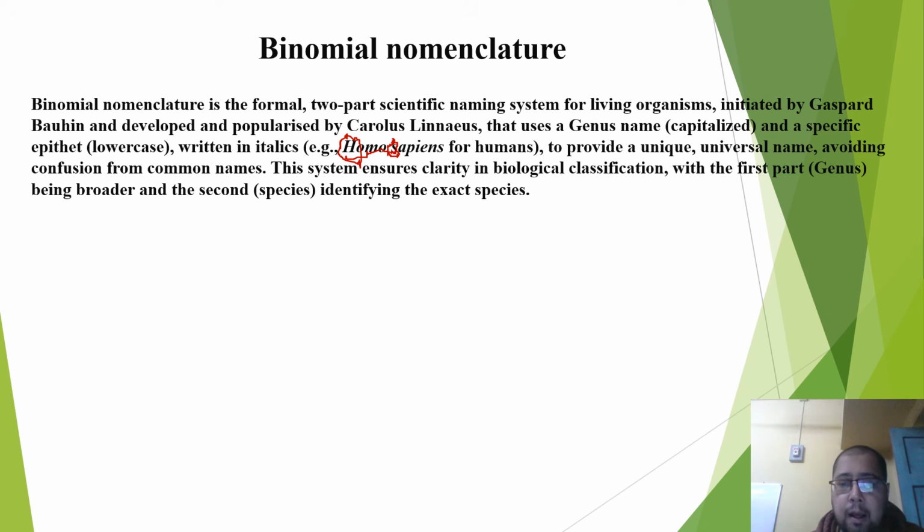This provides a unique and universal name, avoiding confusion from common names. Now, as we know, common names vary from region to region, from language to language, etc. But for one species, there can be only one scientific name. This system ensures clarity in biological classification, with the first part, that is genus, being broader, and the second, that is the species, identifying the exact species.